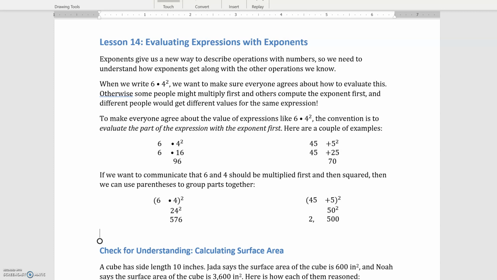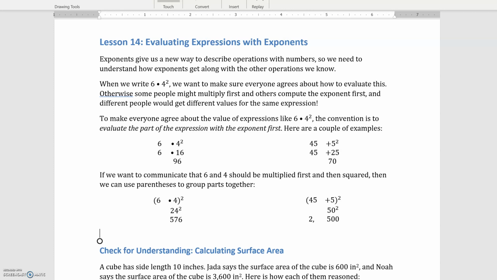Hey scholars, today's objective is to continue evaluating expressions of exponents, and now we're going to see expressions that have not just multiplying and not just exponents, but also addition and subtraction. Let's first read the top part together. Exponents give us a new way to describe operations with numbers, so we need to understand how exponents get along with the other operations we know.